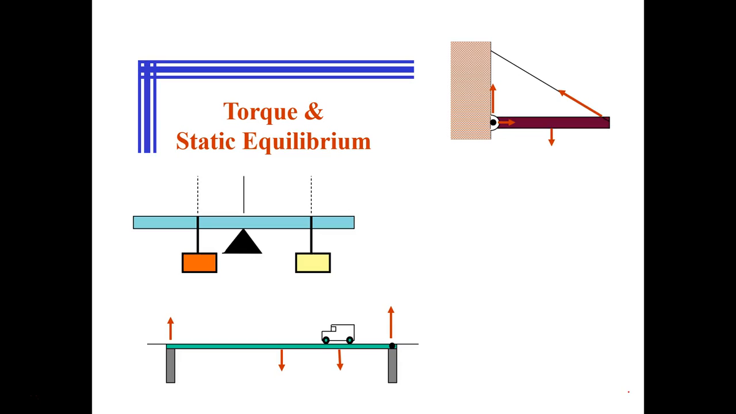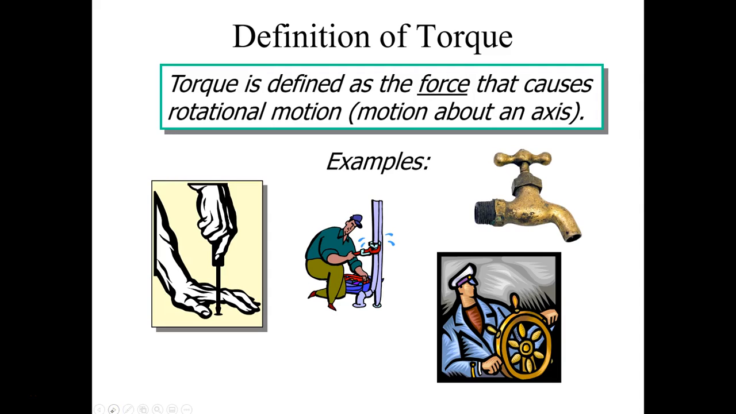But today we're going to talk about torque and static equilibrium, or sort of just a brief introduction to what torque and static equilibrium are. So before we get to static equilibrium, we first have to understand what torque is. Torque is just the force that causes rotational motion. It's always going to be about an axis.